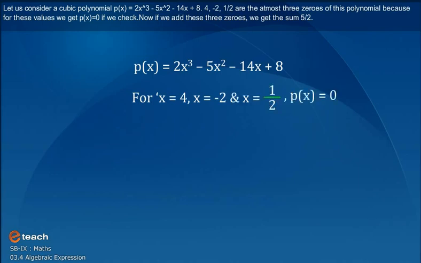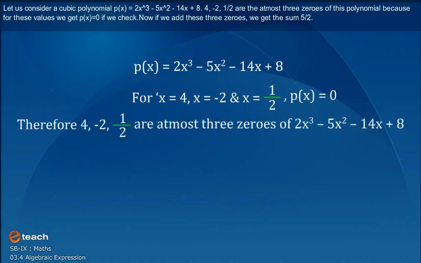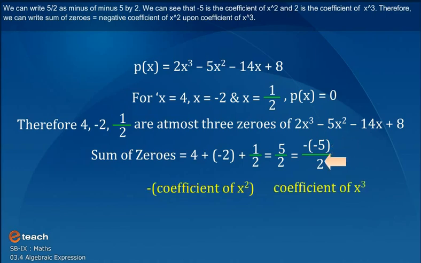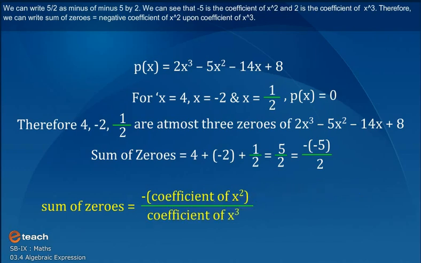4, minus 2, 1 by 2 are the at most 3 zeros of this polynomial because for these values we get p of x is equal to 0 if we check. We can write 5 by 2 as minus of minus 5 by 2. We can see that minus 5 is the coefficient of x square and 2 is the coefficient of x cube. Therefore, we can write sum of zeros is equal to negative coefficient of x square upon coefficient of x cube.